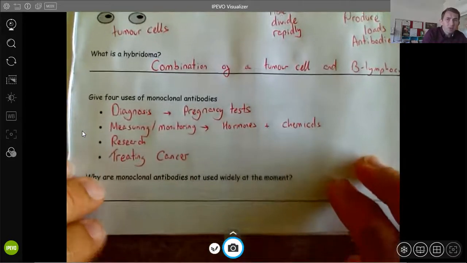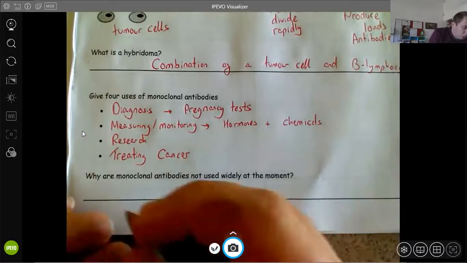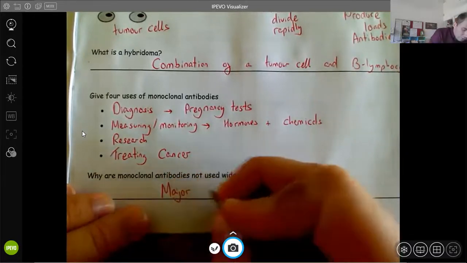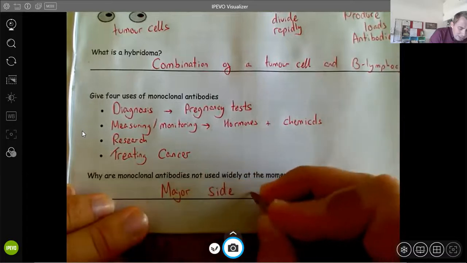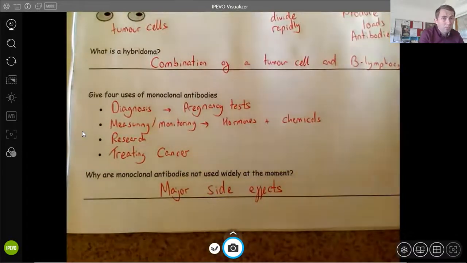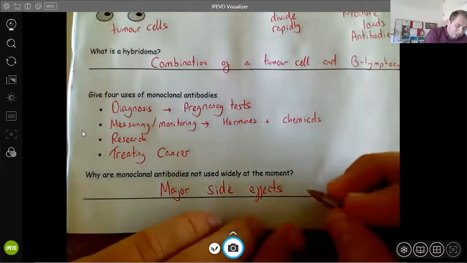So if they're so good, why not use them? It's because they produce major side effects. There was a recent documentary actually I watched, and they were using them, and their side effects were horrendous and actually killed some people. So there are major side effects, and they include things like vomiting.